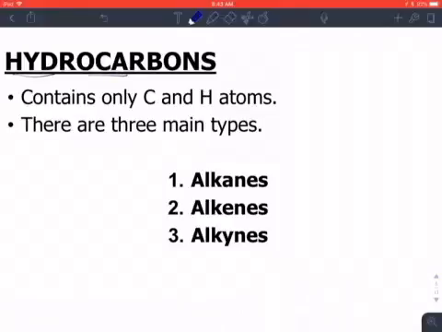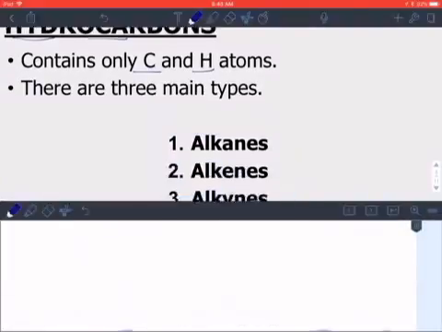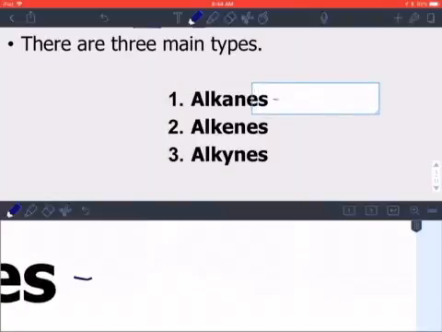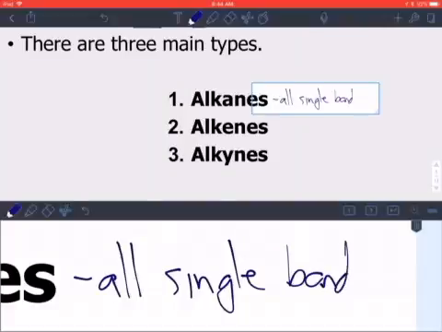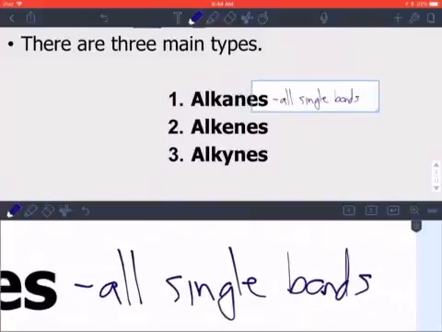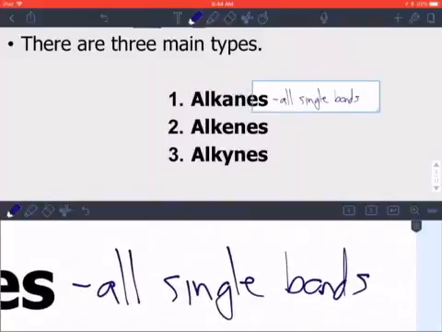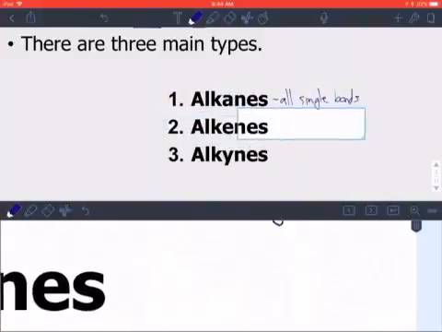hydrocarbons. And that's easy. It means they contain only carbon and hydrogen. None of the other elements that were mentioned above, like the nitrogen and the oxygen. Today, you're going to learn more about what are called alkanes. And alkanes contain all single bonds. So that's how you identify an alkane. It has all single bonds. And that's what we're going to talk about today, how to draw and name some alkanes.